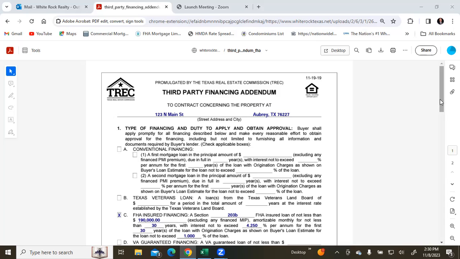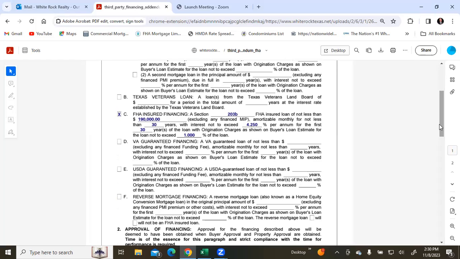So if your client has an FHA loan, you're going to fill out paragraph 1C, and you're going to fill this out exactly as I have filled this out, with the exception of, obviously, your loan amount will be different and the interest rate will be different. All right, but it says FHA insured financing. So this is by the government, as is a VA loan. We'll do that in another video.